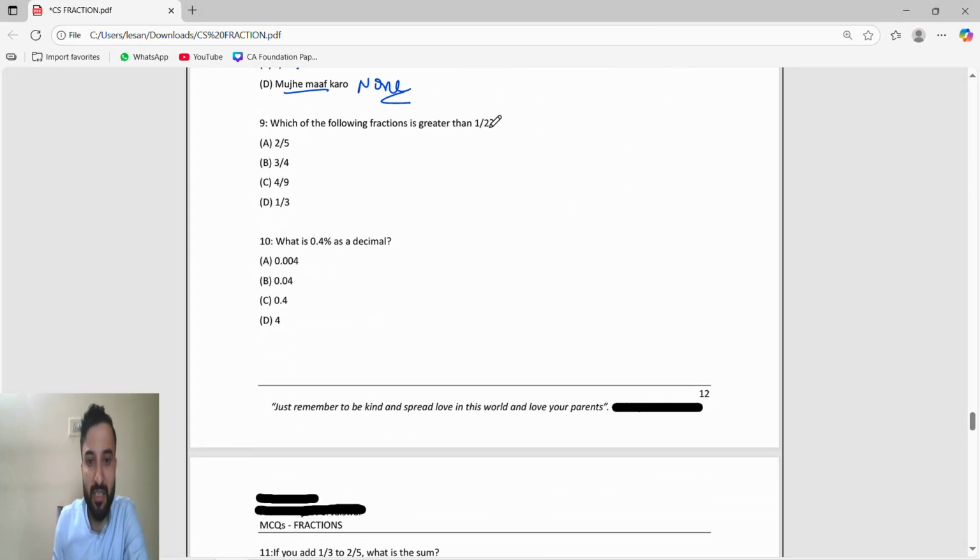Which of the following fractions is greater than 1 by 2? 1 by 2 means 0.5. So which is greater than 0.5? See, 2 by 5 means 0.40. It is smaller. Then 3 by 4. 3 by 4 means 0.75. Yeah, this is bigger. 3 by 4.